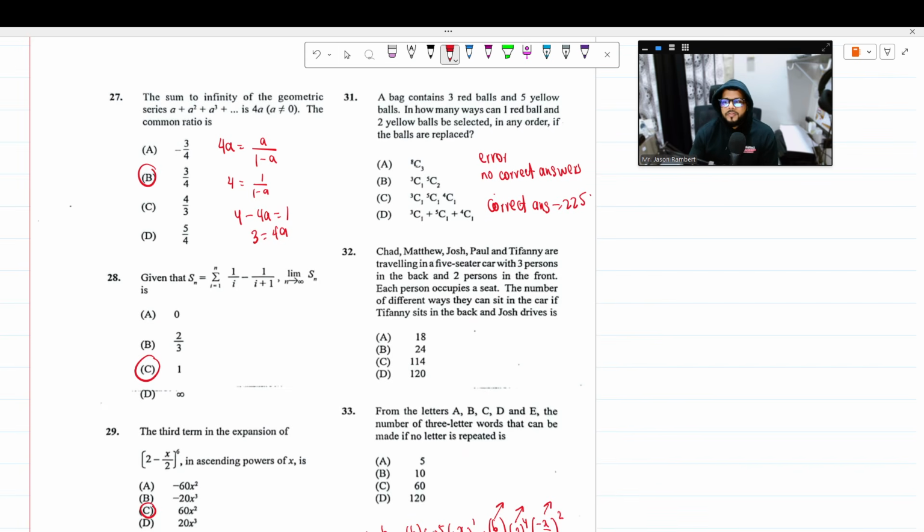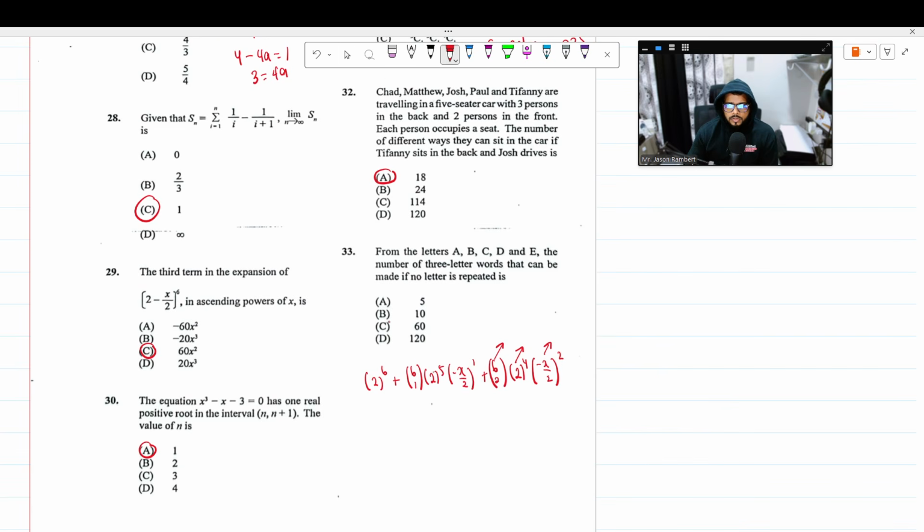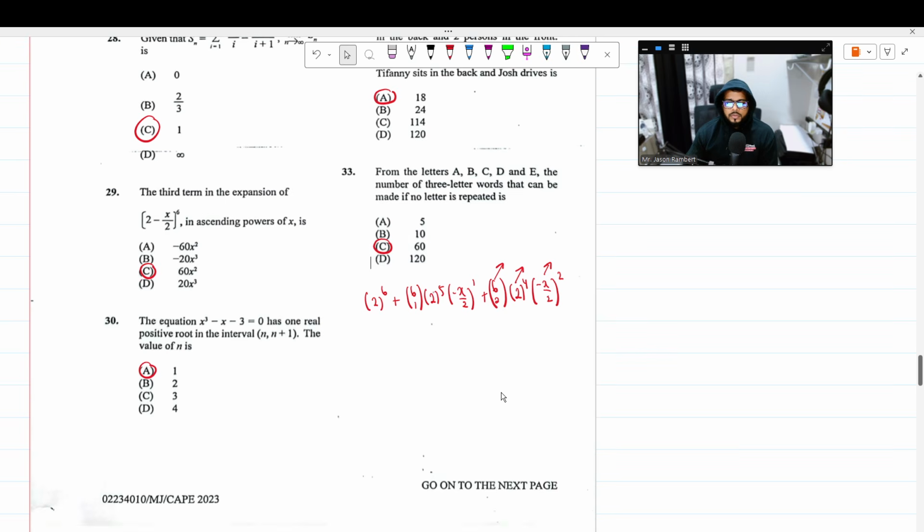This is a repeat question from one of the older years, and 18 would have been the answer. 3 factorial multiplied by 3. Number 33, 60 is the answer. We will either have to choose pick 3 from 5, which is 5 pick 3, or 5 ways to pick the first letter, 4 ways for the second, and 3 ways for the third.